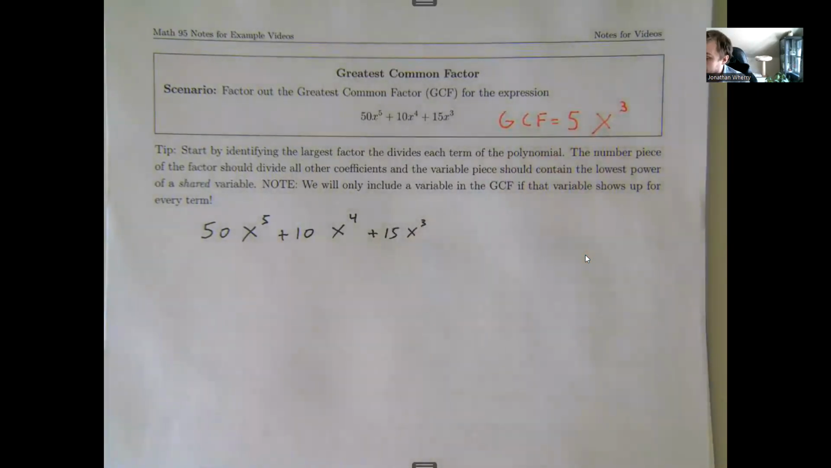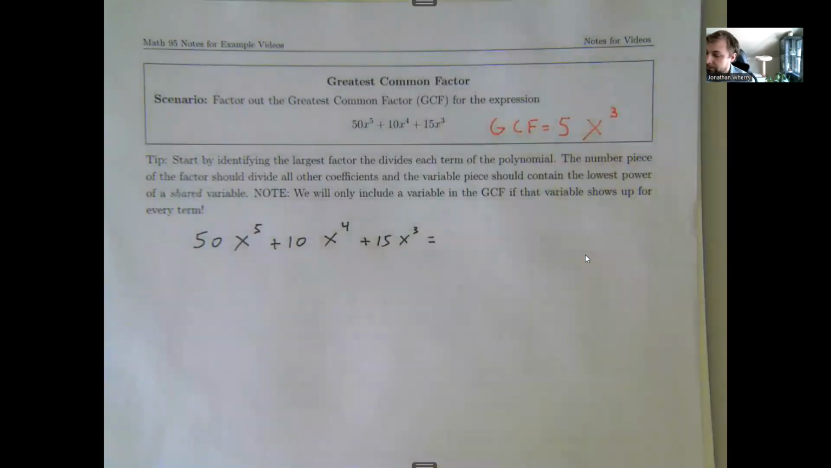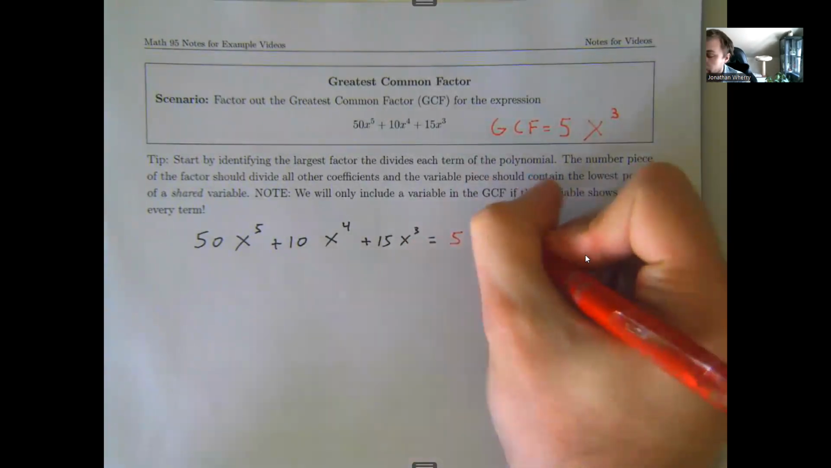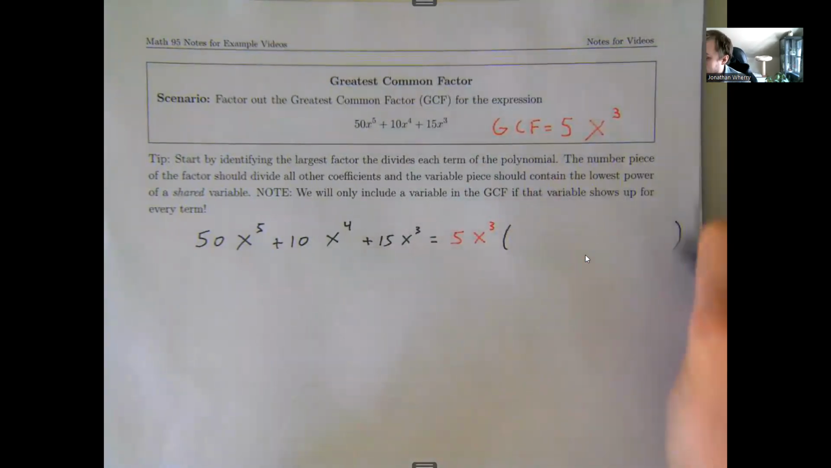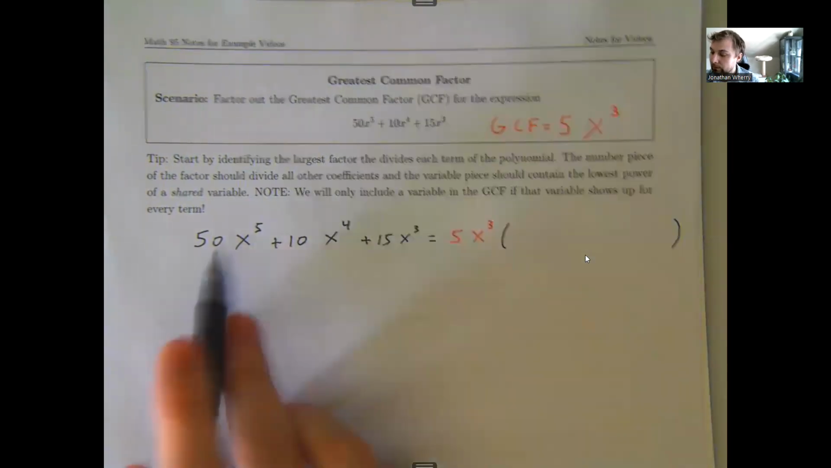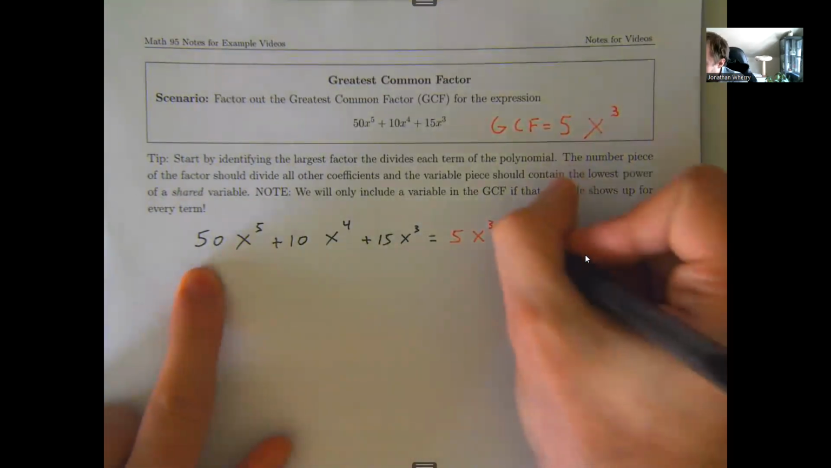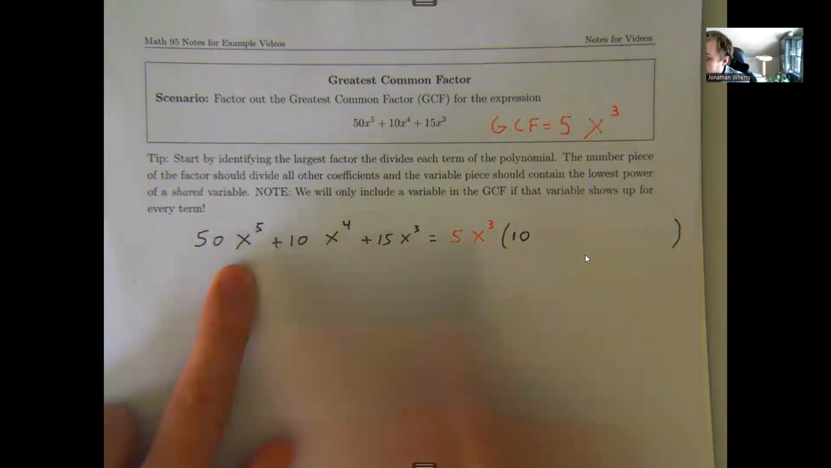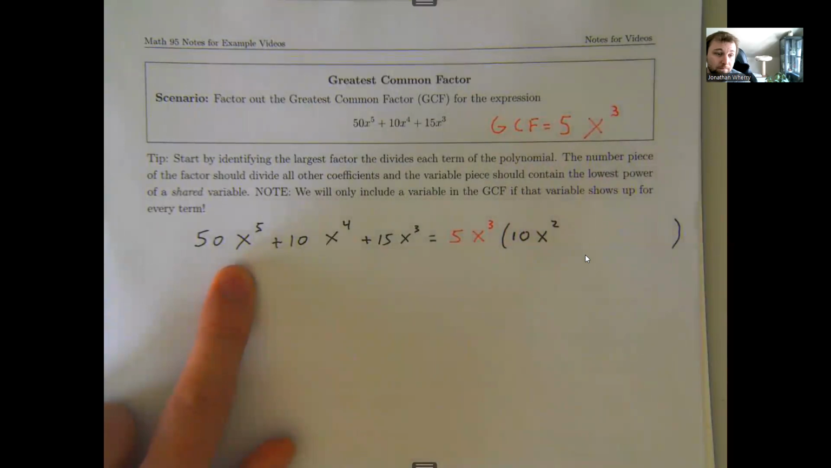So what I can do, if I'm trying to factor this, is I could pull out this 5x to the third quantity, and then I should have an expression that when I multiply this by 5x cubed, I get this starting value. Starting with this 50x to the fifth, I've taken away the 5, so I'm going to have 10 left. 5 times 10 is 50. I've taken away 3 of the x's, so I have 2 more left, x squared.